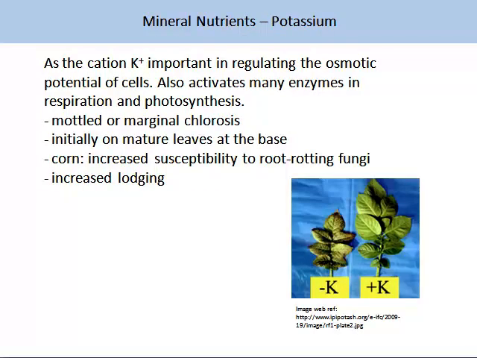As the cation potassium, it has an important role in regulating the osmotic potential of cells. It also activates many of the enzymes in respiration and photosynthesis. When potassium is deficient, you may see mottled or marginal chlorosis, initially on mature leaves at the base. Corn has increased susceptibility to root-rotting fungi with potassium deficiency, and you may observe increased lodging. We have an image of deficient potassium here and an image of the correct amount of potassium.